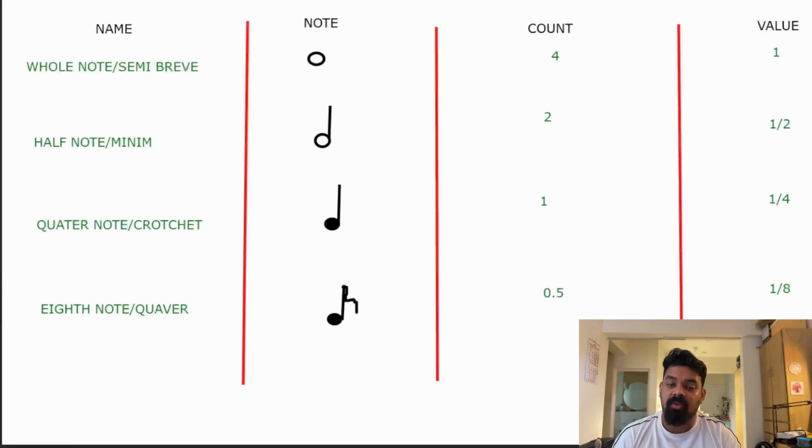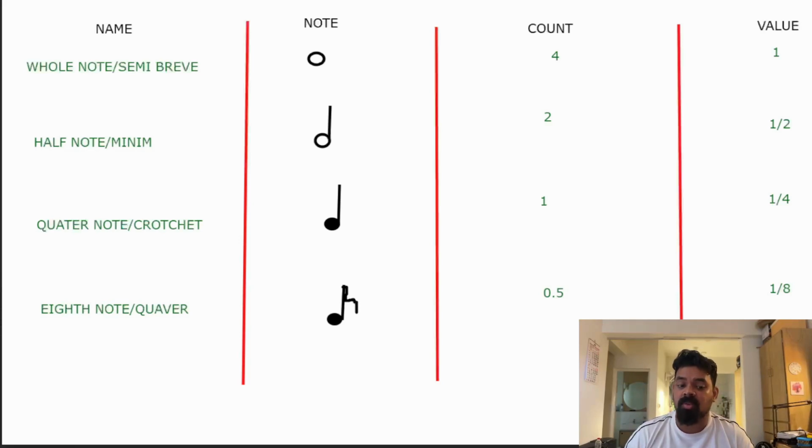The third note that we have is a quarter note or a crotchet. It is like a half note itself, but the inside of the oval is darkened and it has one count. And the fourth note that we are learning is the eighth note or a quaver. It is a quarter note with a flag joined to it. It has half a count.